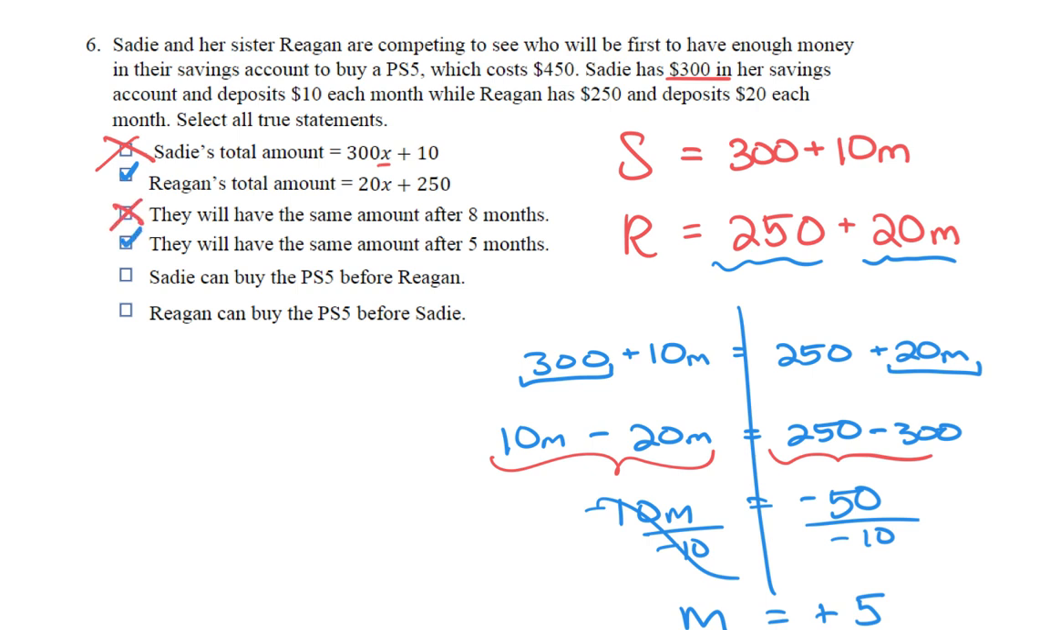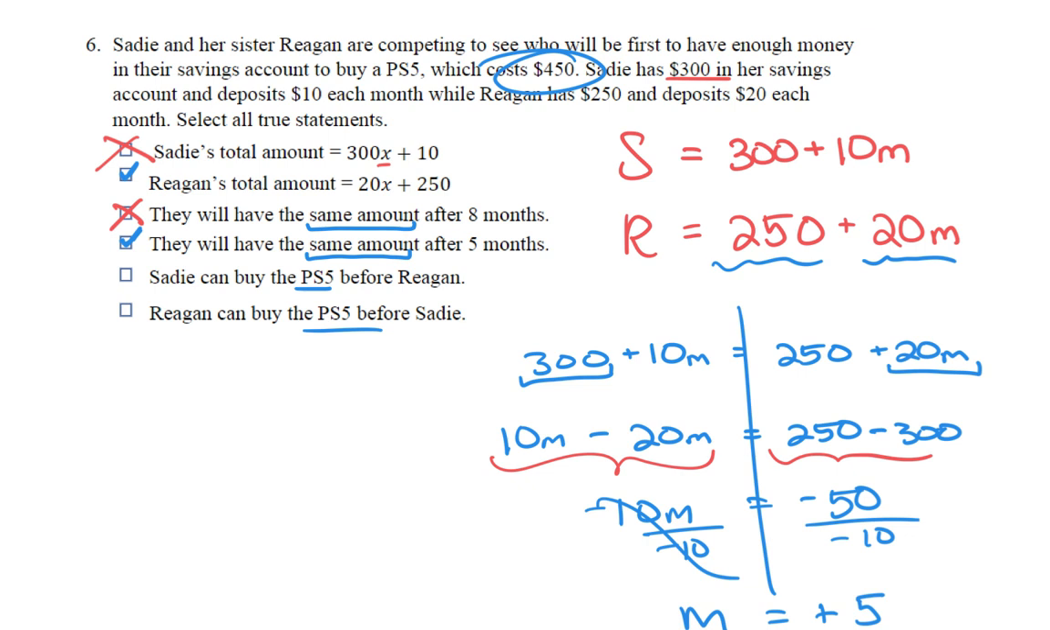All right. So who can buy the PlayStation first? Oh, all right. So we have another task ahead of us. So this one asks when they're going to have the same amount. That's why we made the two equations equal to each other. This one says, who's going to get the PlayStation 5 first? So we need to see how long it's going to take them to save up that $450. Okay? There's another way to do this too, but we're gonna tough it out this way.